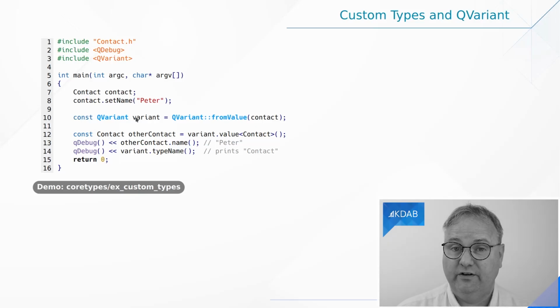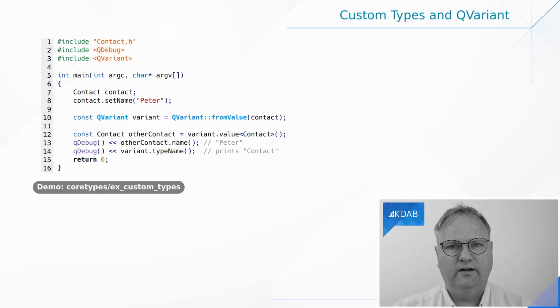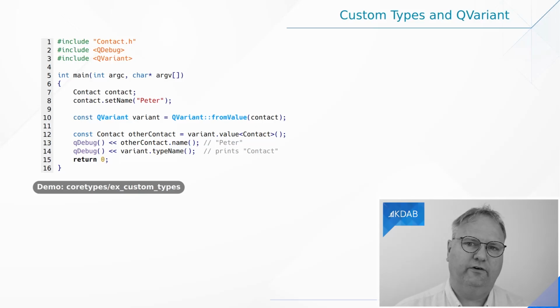Now I have a QVariant, and I can take that variant and bring it over an API that returns a QVariant, for example. And then I can take that variant and unpack it again. I can say variant.value<Contact>. Now I have a contact, and I can use the contact just as normal.